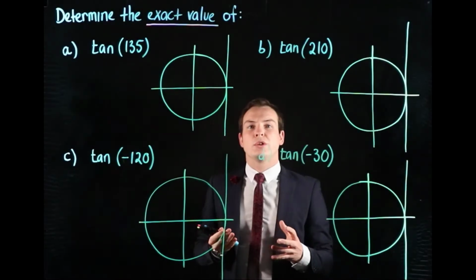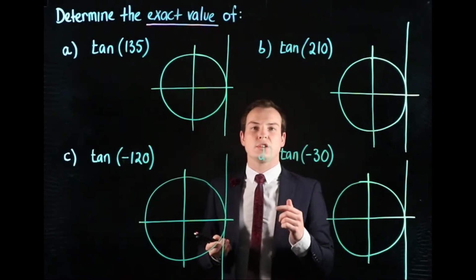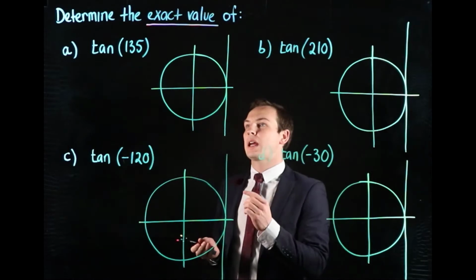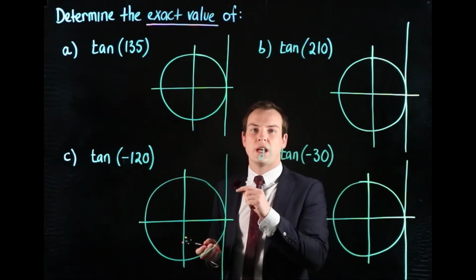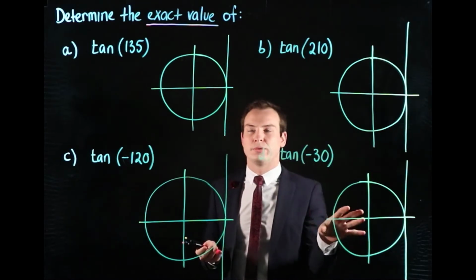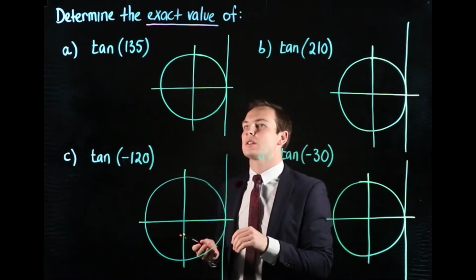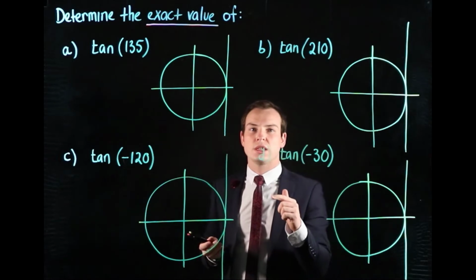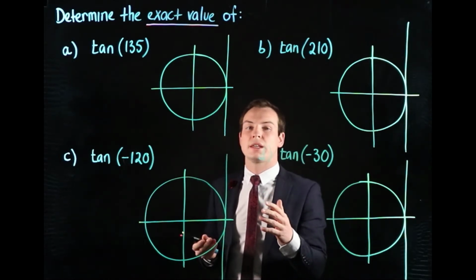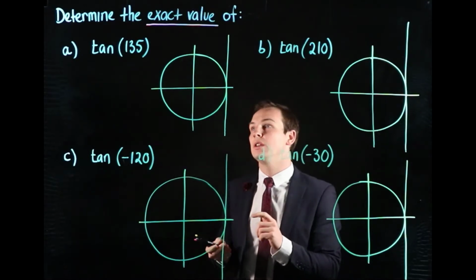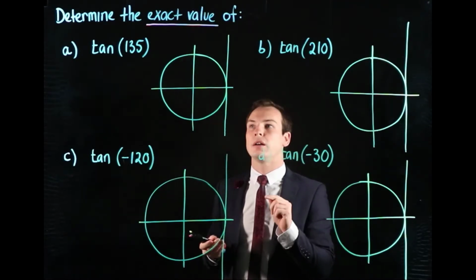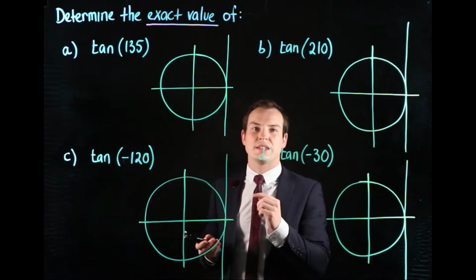In this video, we want to determine the exact value of each of the following. So for part A, we have tan of 135 degrees. And I've gone ahead and drawn the unit circles out before we get into these questions just to speed things up. But the first thing that you should do when you encounter a problem like this is draw a quick unit circle.